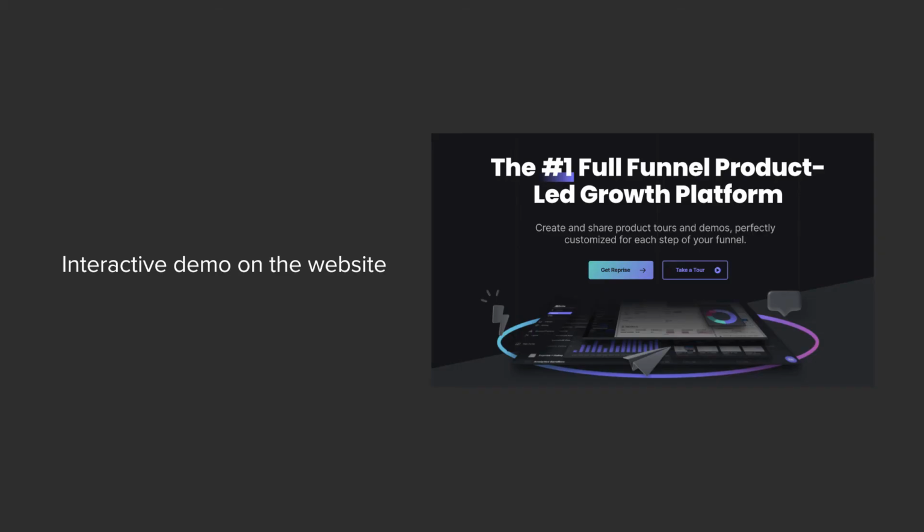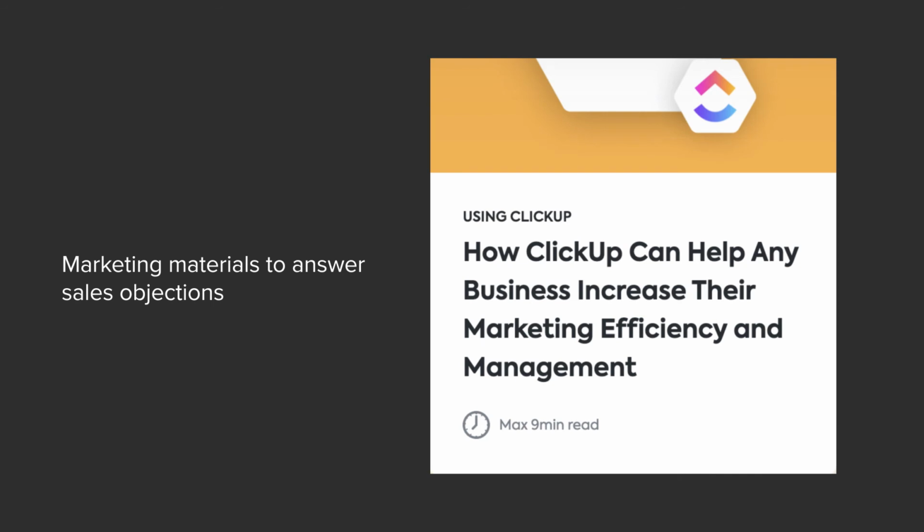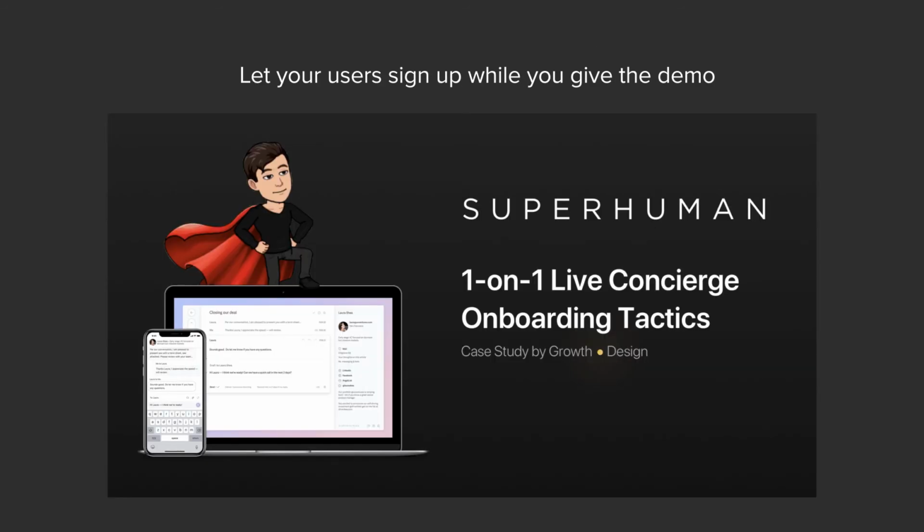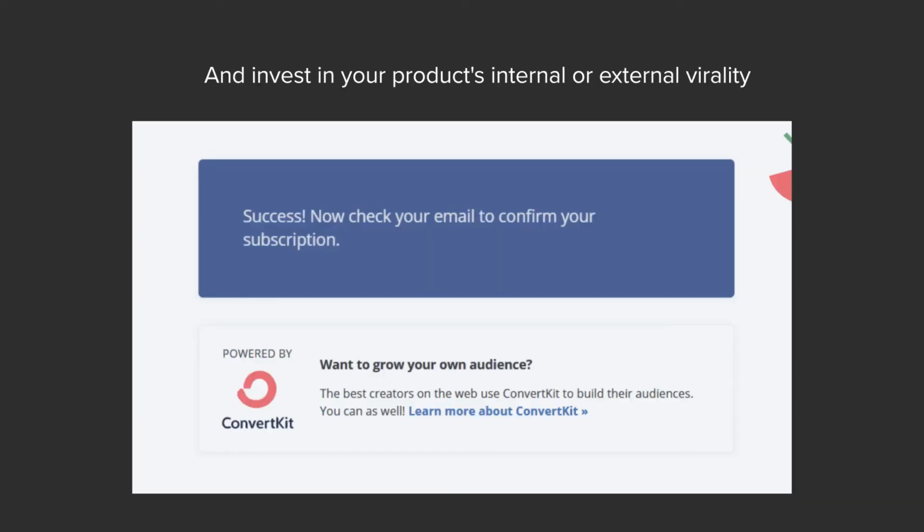Here are a few ways to add product-led tactics to your sales-led or marketing-led motion. Interactive demo on the website, marketing materials to answer sales objections, add transparency and hand raisers to your product experience, let users sign up while you give the demo, and finally, invest in your product's internal or external virality. Make sure to read the full blog article if you want to know tips on how your sales team should engage with leads if you're product-led or marketing-led.